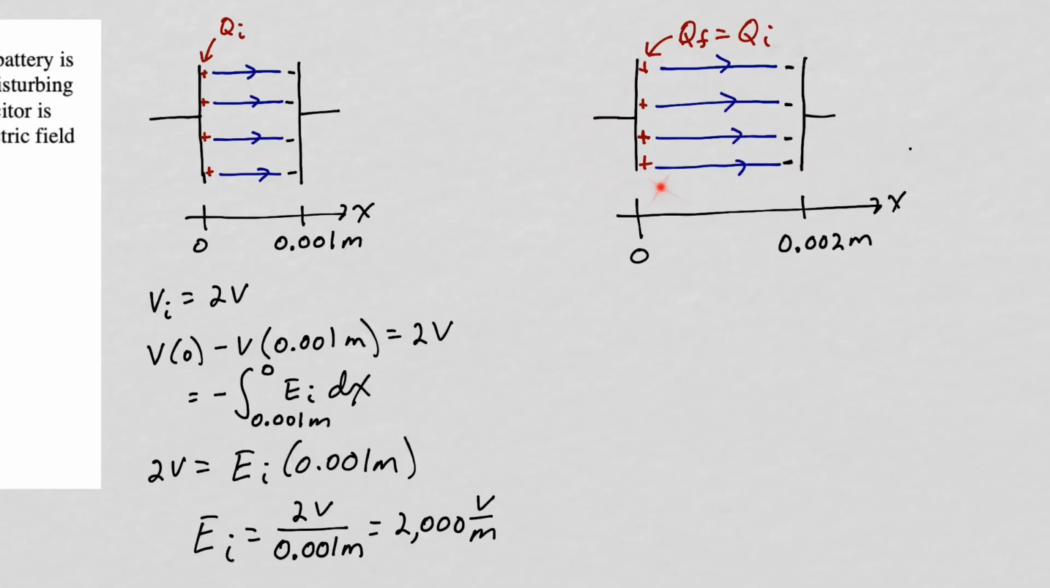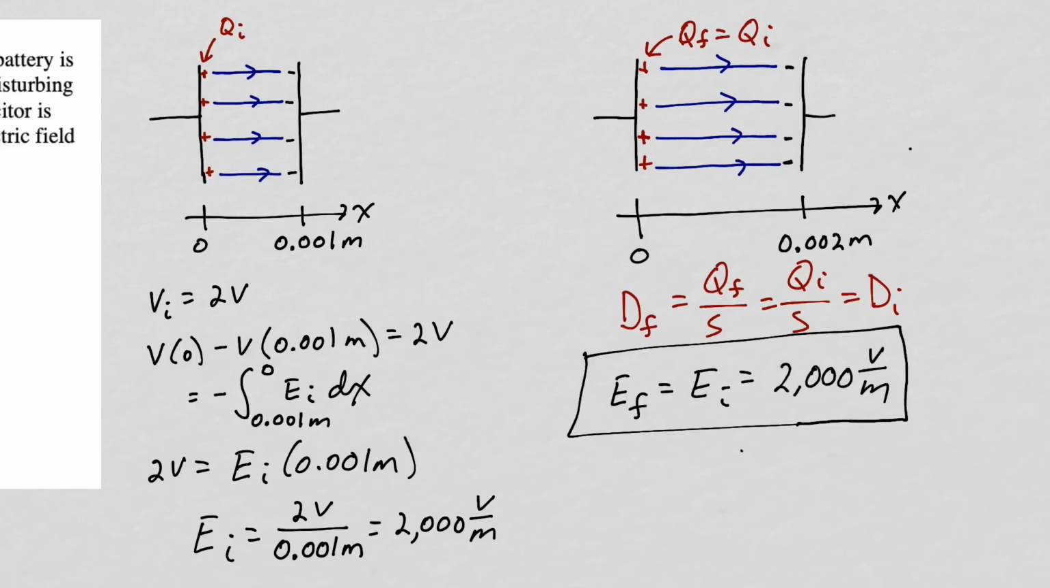Here is the situation after pulling the plates apart. Since the charge on the plate remains the same, we'll have the same electric flux density field after pulling the plates apart as we did before. So the electric flux density field is just that charge divided by the plate area, in other words, the charge density on the plates. This also means that we have the same electric field intensity between the plates after pulling them apart as we did before pulling them apart.